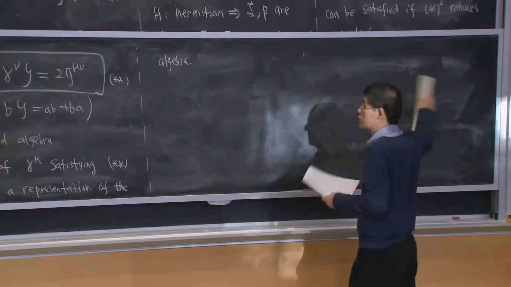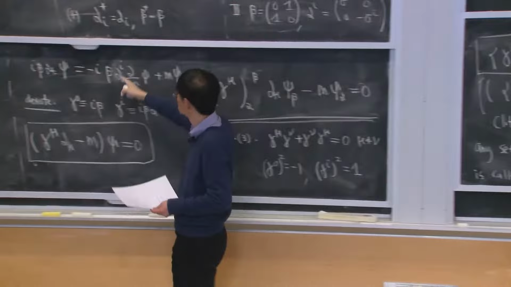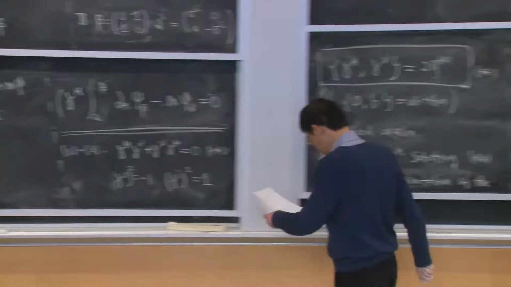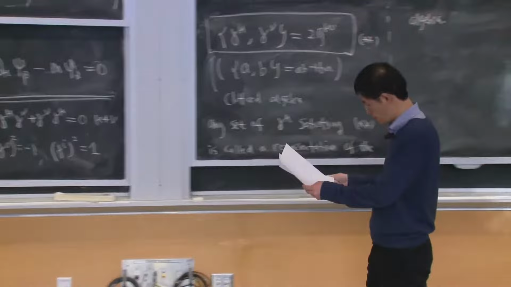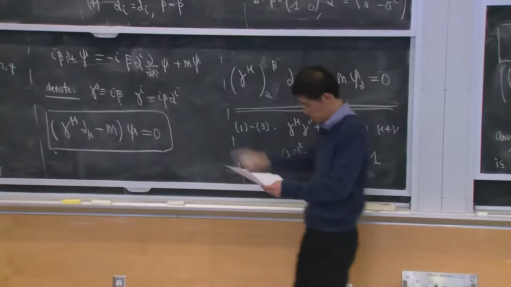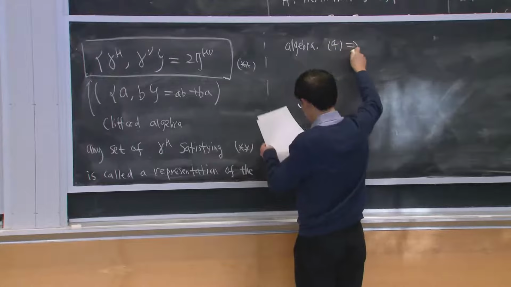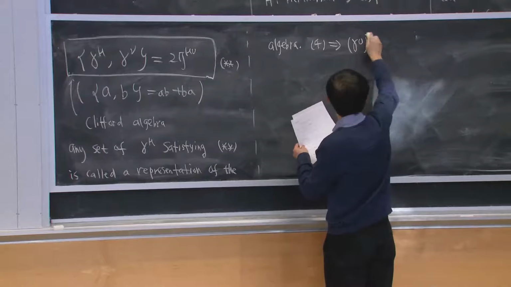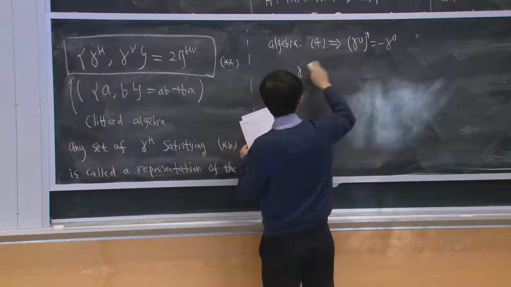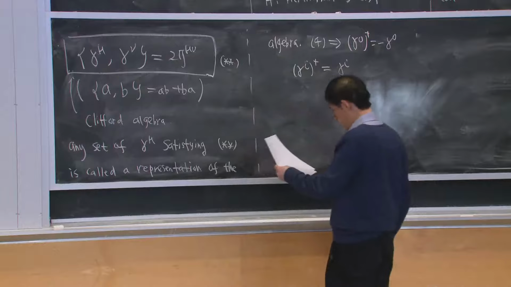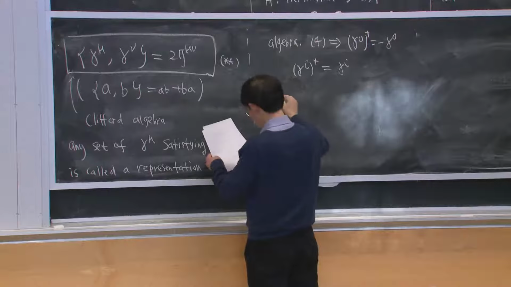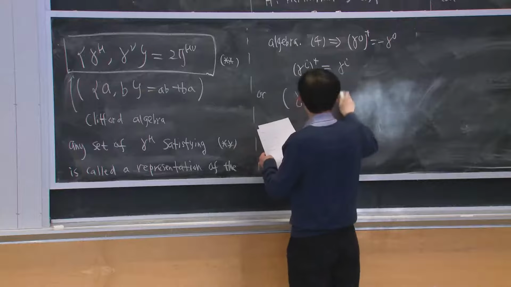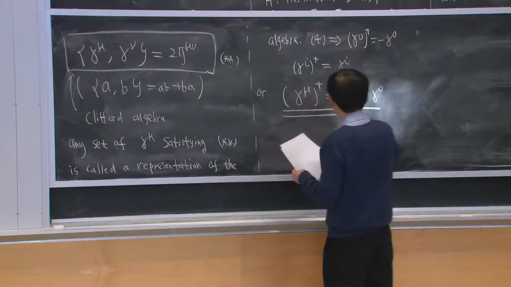So from these two solutions of alpha and beta, we can easily work out what gamma 0 and gamma i are. So here are two examples. Before talking about examples, from number four you also find that gamma 0 dagger equal to minus gamma 0, so gamma 0 is anti-Hermitian, and gamma i is Hermitian. And you can also write it together, equivalently, as gamma mu dagger equal to gamma 0 gamma mu gamma 0. So you can check that this equation is the same as these two equations.